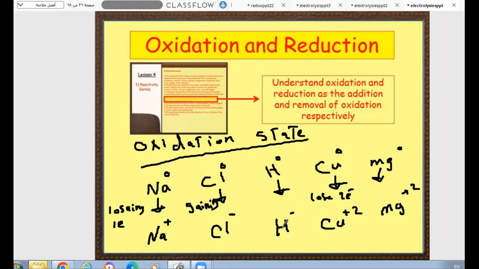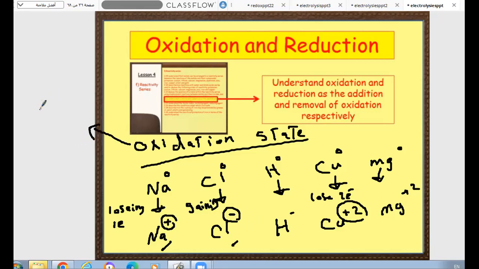So here we have a new charge for all these elements, and we call these charges numbers. We can call the positive 2 the oxidation state of copper. We can call the positive 1 the oxidation state of sodium. We can call the negative 1 the oxidation state of chlorine. What is the meaning of oxidation state? What does the oxidation state refer to? What can I understand from the oxidation state?